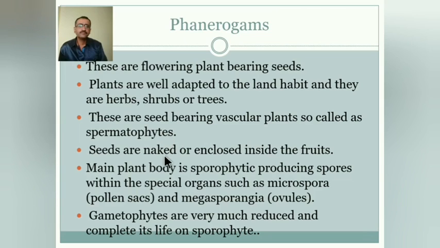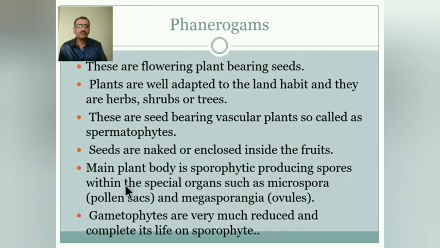Seeds are naked or enclosed inside the fruit. In gymnosperm, the seeds are naked, that means out of the fruit. And in angiosperm, the seeds are inside the fruit, like the mango. The main plant body is sporophytic, producing spores within special organs such as the microsporangia, known as the pollen sac, and megasporangia, known as the ovules.